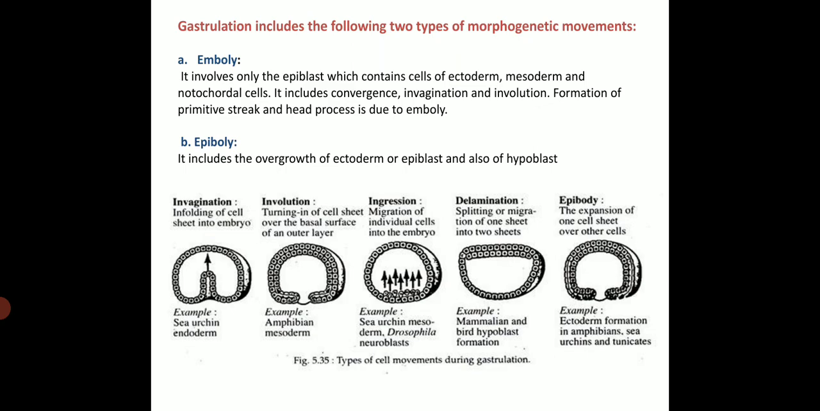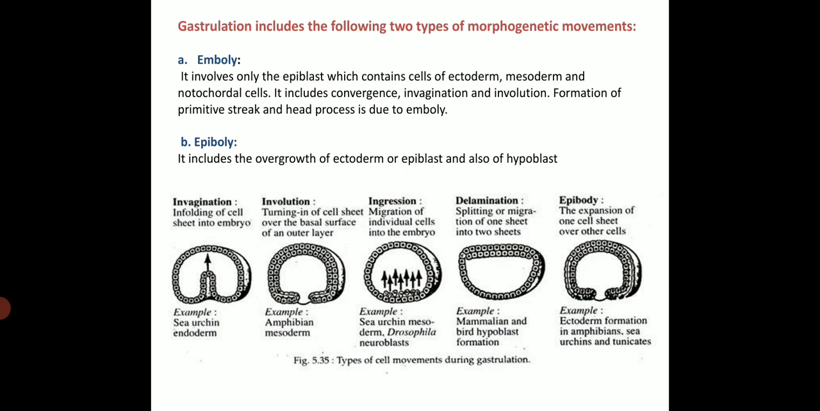The second one is epiboly. It includes the overgrowth of ectoderm or epiblast and also the hypoblast. Here in this picture you can see exactly the cell movements which take place during gastrulation.